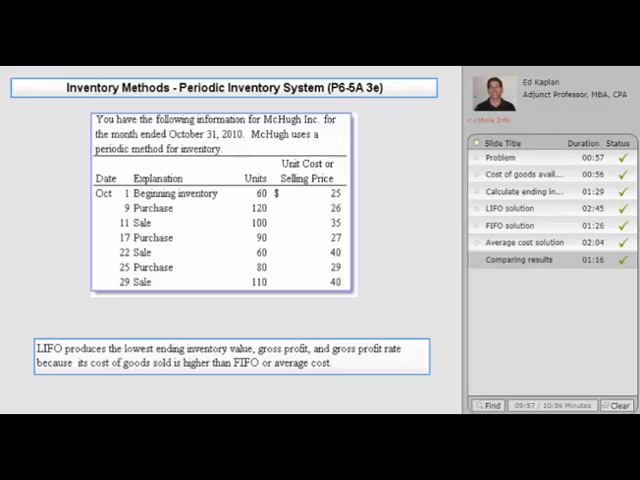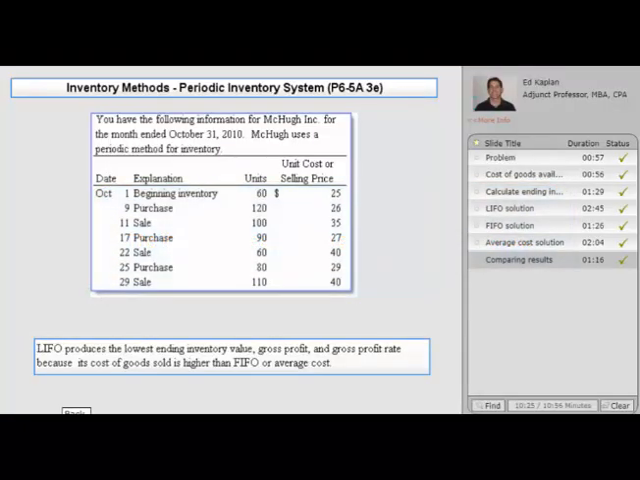And hopefully this makes sense to you, because you see that during the period we had increasing prices. The beginning inventory was at a cost of 25. The purchase on the 9th was 26. On the 17th it was 27. And the purchase on the 25th was 29. And during a period when we have increasing prices, which for many items is the norm, you'll see that LIFO will result in the lowest gross profit and lowest net income. Or another way of saying that is it will result in the highest cost of goods sold.